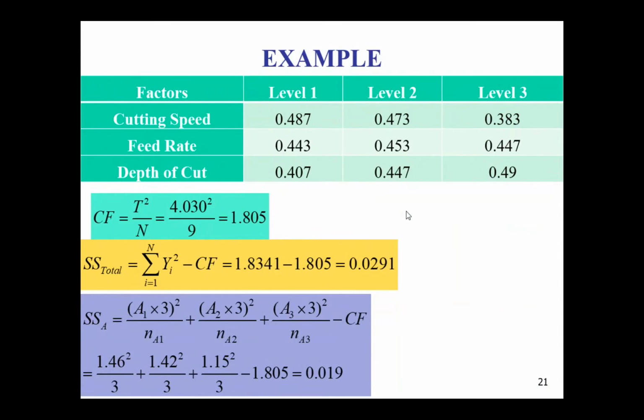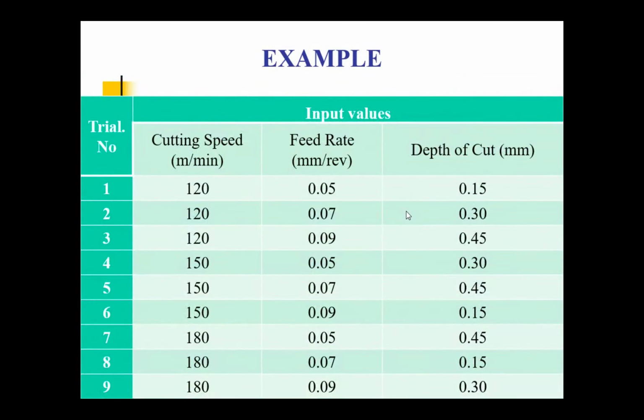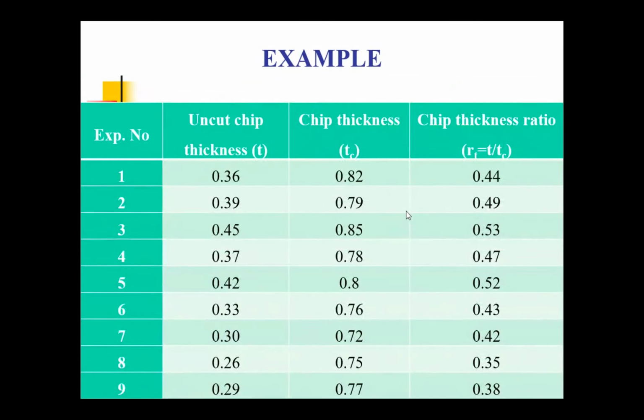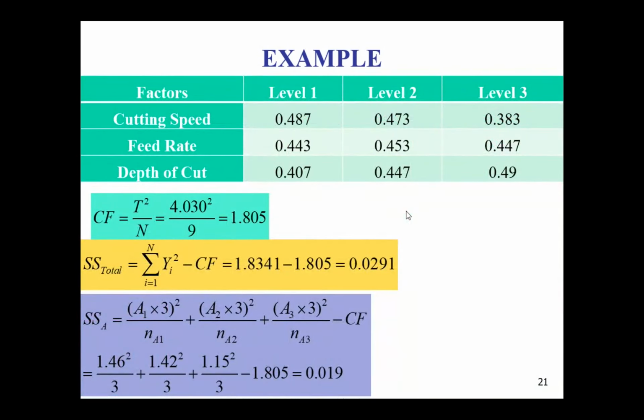So first I am going to formulate the level response table. This response table is formulated by taking the average. So consider this cutting speed. The level 1 value is 120, 120, 120, which is in trial 1, trial 2, trial 3. So I am going to add the chip thickness ratios that correspond to experiment 1, experiment 2, experiment 3. So 0.44 plus 0.49 plus 0.53 divided by 3 will produce 0.487. Similarly for level 2 and level 3.